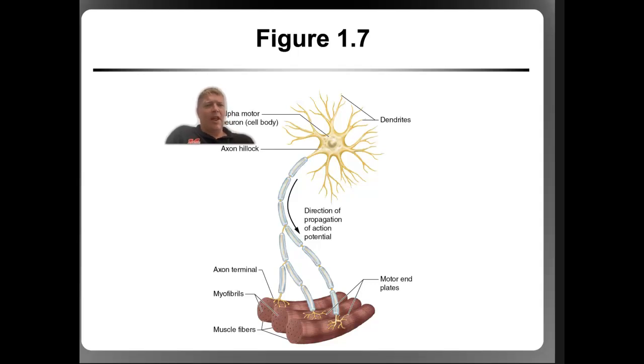So a motor unit is an alpha motor neuron and all of the muscle fibers it innervates, as in supplies with nerve signals.